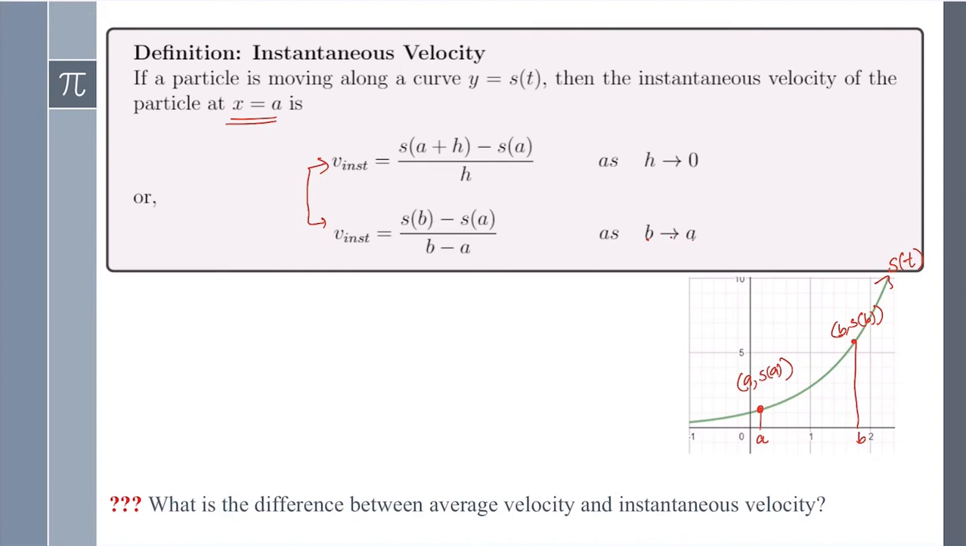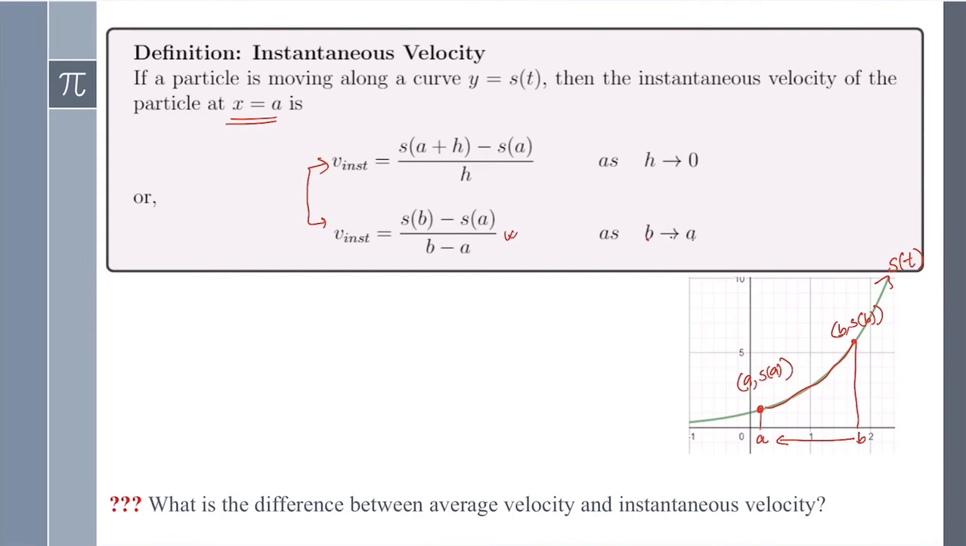So what we are doing basically is moving this t value b very close to a, or moving this point along the curve towards a, and bringing it very, very close to this point here. And that gives us the instantaneous velocity. That does not give us the exact value, but it gives us the approximate value for the instantaneous velocity. That's what this one says.